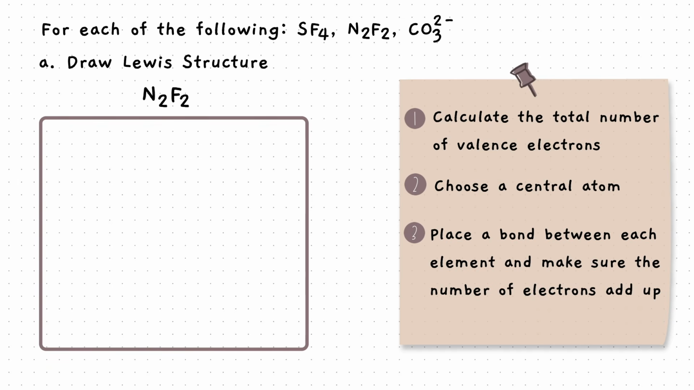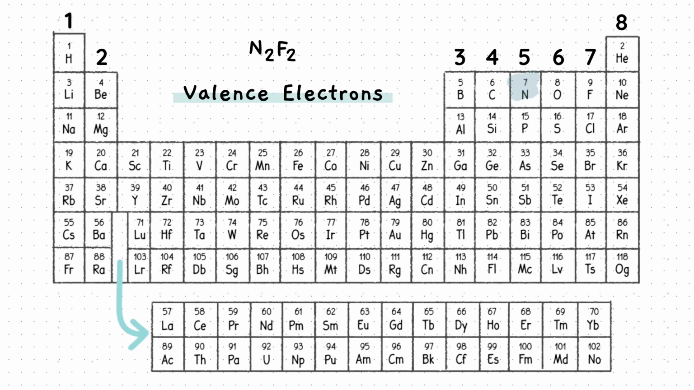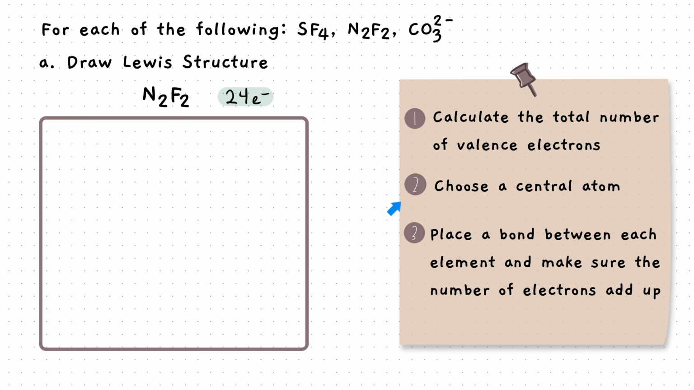Let's draw another structure. We'll start with calculating the total number of valence electrons. Nitrogen has 5 valence electrons, and fluorine has 7. We'll account for the 2 nitrogens and 2 fluorines, so we have a total of 24 valence electrons. Next step is to choose a central atom. Our 2 nitrogens will be our central atoms, and we will place a fluorine on each side.